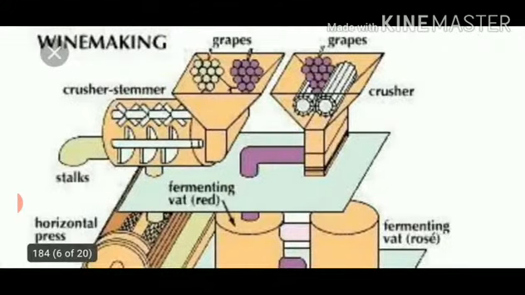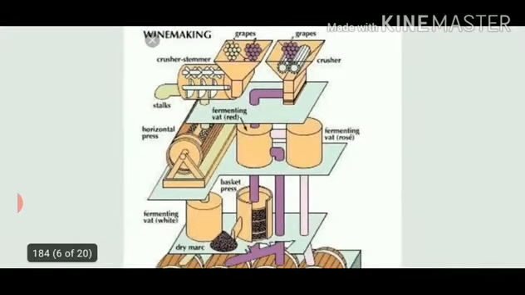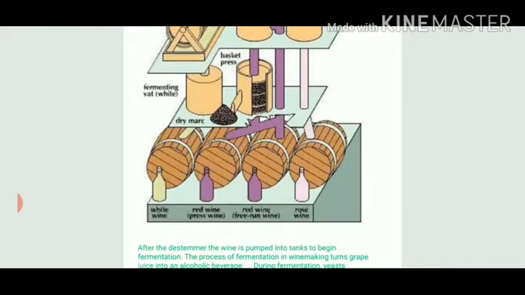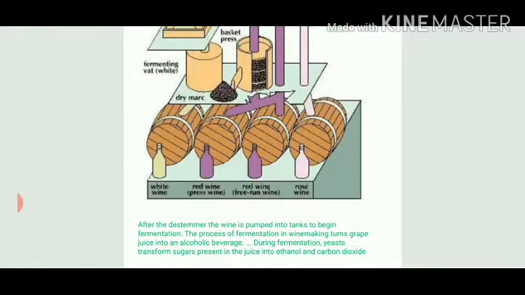Now, on the next page, I have shown the process of wine making. So here you can see that the fruit juice from the grapes is first of all crushed, then it is extracted, it is pressed, horizontal presses are there, and then again basket presses, and now different kinds of wine are made. So after the destemmer, the wine is pumped into tanks to begin fermentation.